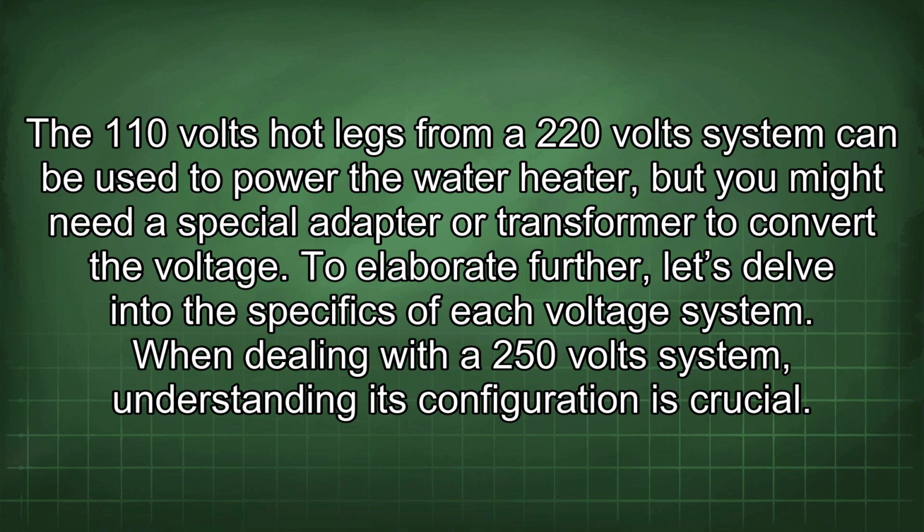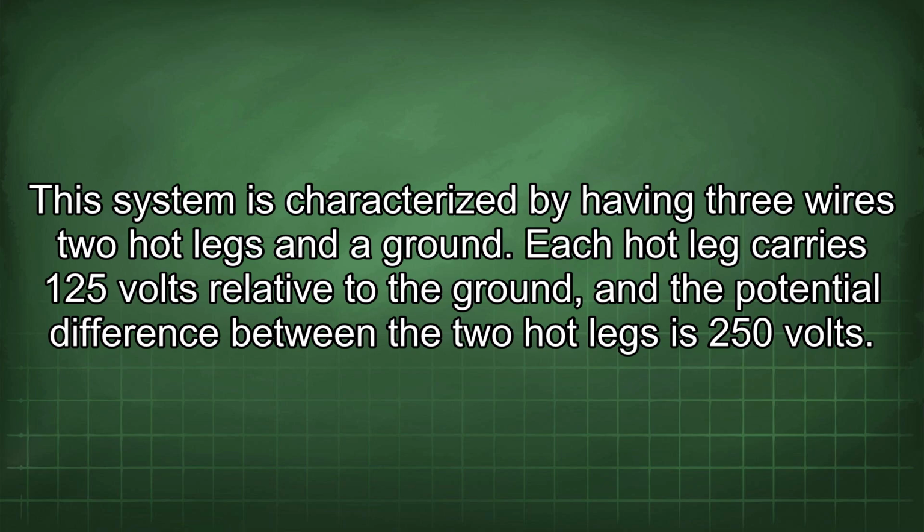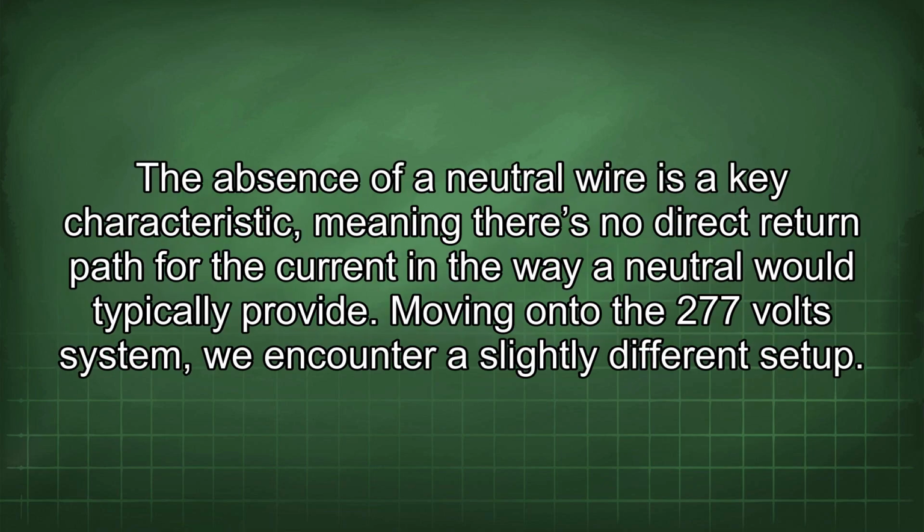To elaborate further, let's delve into the specifics of each voltage system. When dealing with a 250 volt system, understanding its configuration is crucial. This system is characterized by having 3 wires, 2 hot legs and a ground. Each hot leg carries 125 volts relative to the ground, and the potential difference between the 2 hot legs is 250 volts. The absence of a neutral wire is a key characteristic, meaning there's no direct return path for the current in the way a neutral would typically provide.